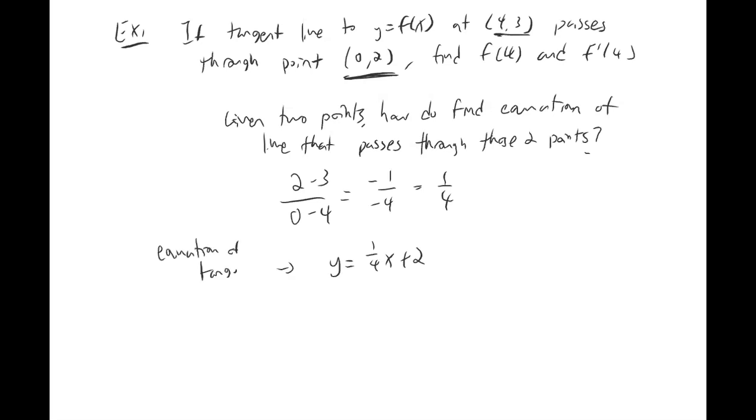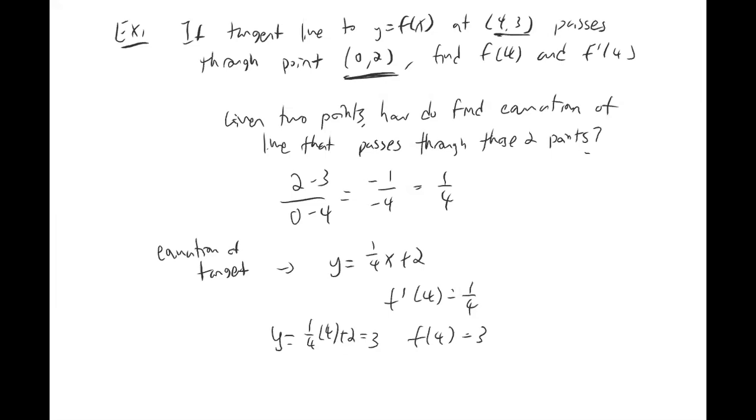So you see, it's the same exact thing. The previous question gave you the equation. Here they gave you the 2 points, which in turn you can use to find the equation. So again, f prime at 4 is a fourth, and if I plug in 4, f of 4 is 3. Everyone good so far?